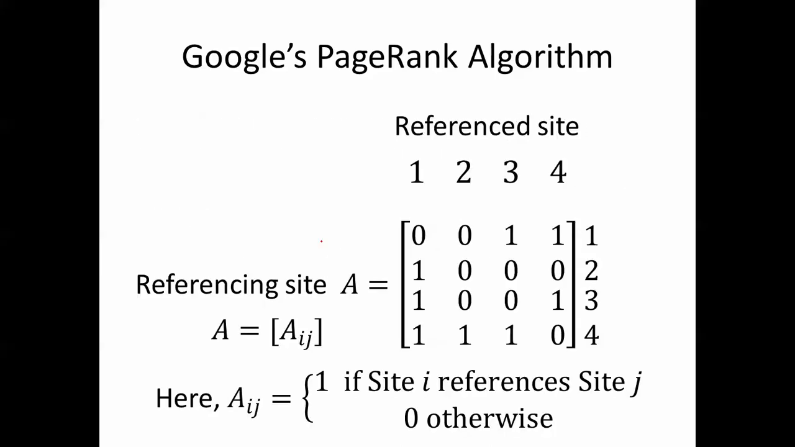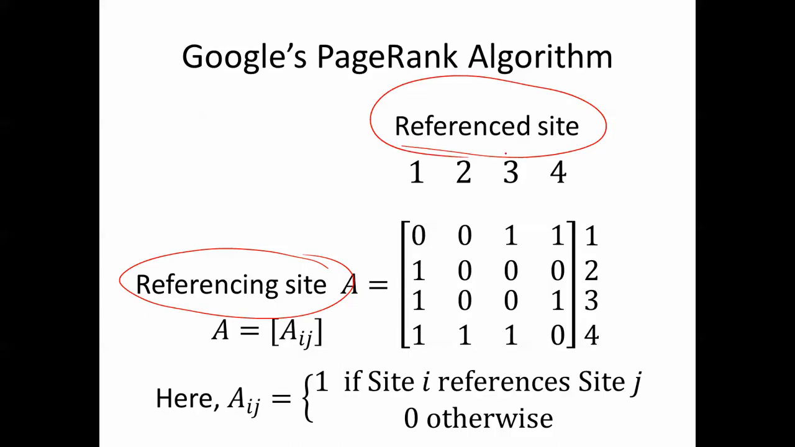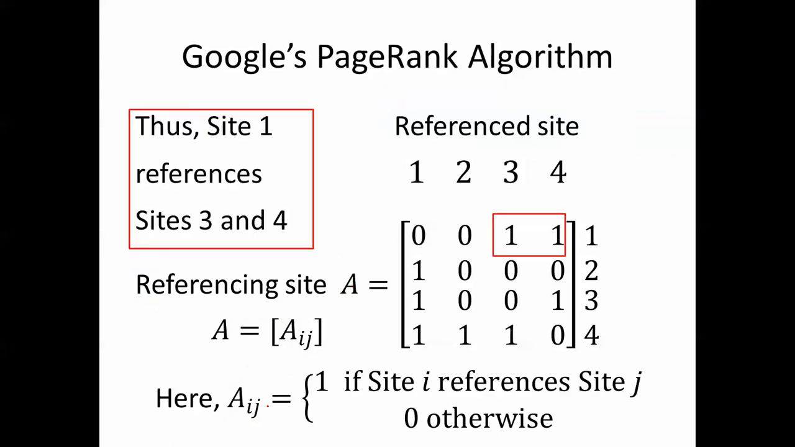Okay, so here, for example, let's say we do a search for, I don't know, Taylor Swift. So these are the referencing sites, and these are the sites that are referenced. Here, A sub ij is 1 if site i references site j and 0 otherwise. So we're going to look at which websites cite other websites. Thus, site 1, okay, this is 1, 2, 3, 4. Site 1 references both sites 3 and 4. Okay, it does not cite itself, of course, and site 1 does not cite 2.